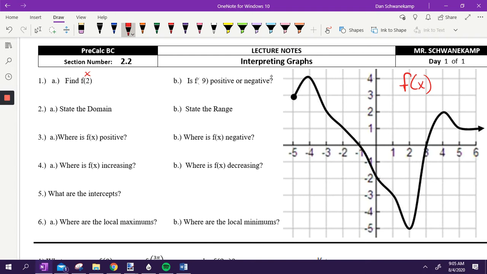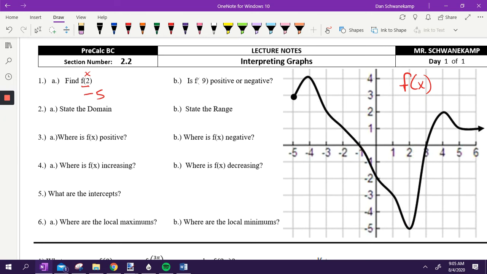So go to where your x value is 2. Go to your graph, and I'm saying the y value because it says f of x. F of x means what's the y value? The y value is -5. That's what we're going with there. All right, so a little bit different if you forgot.